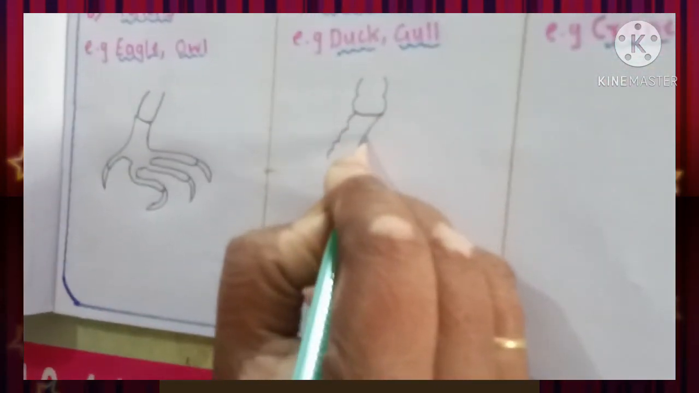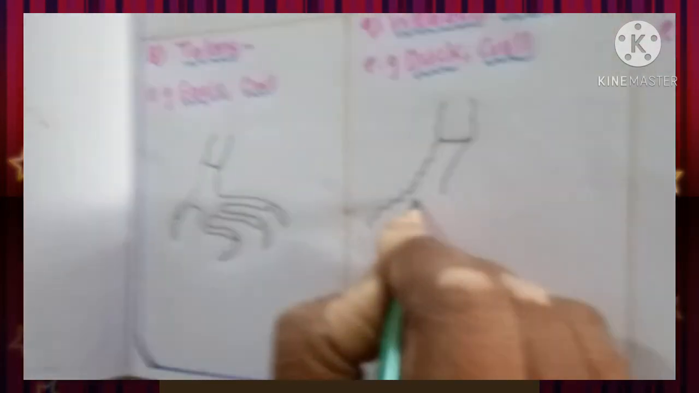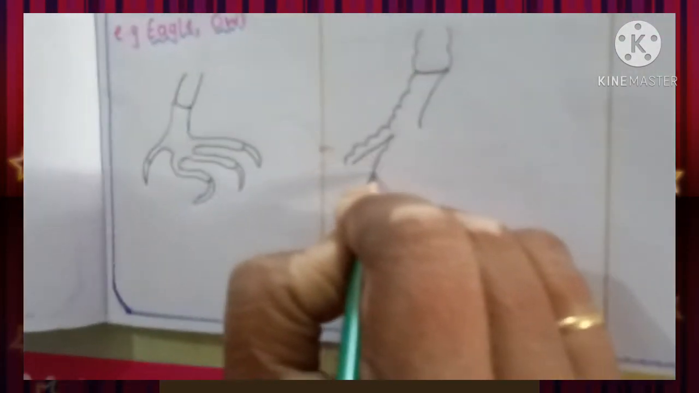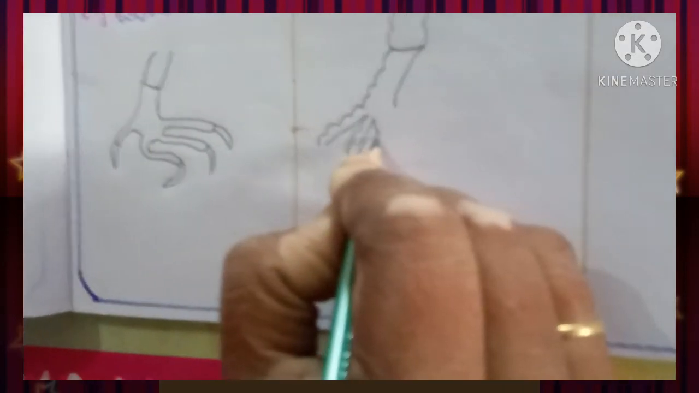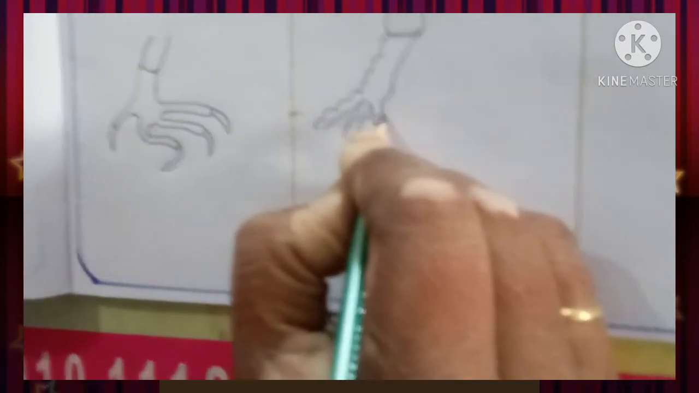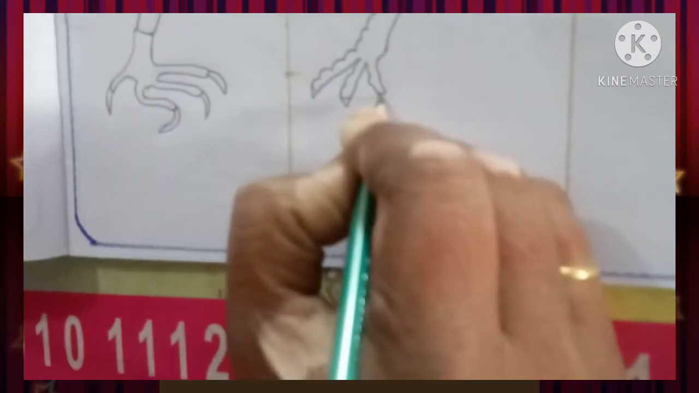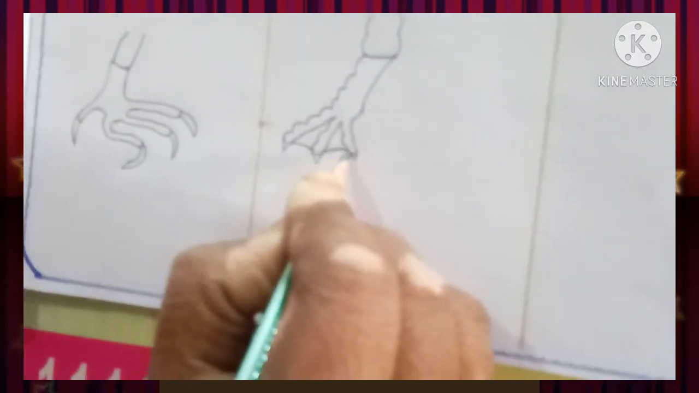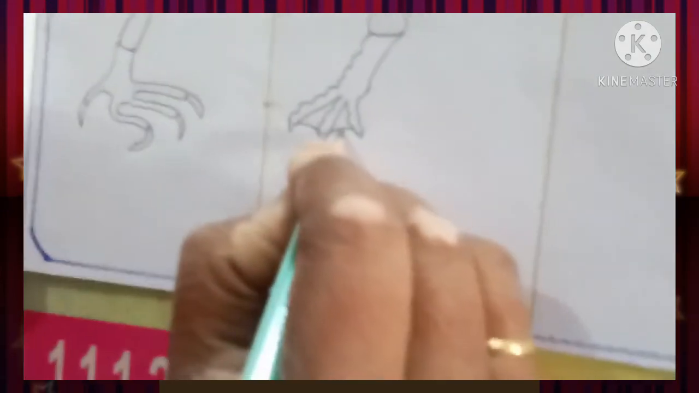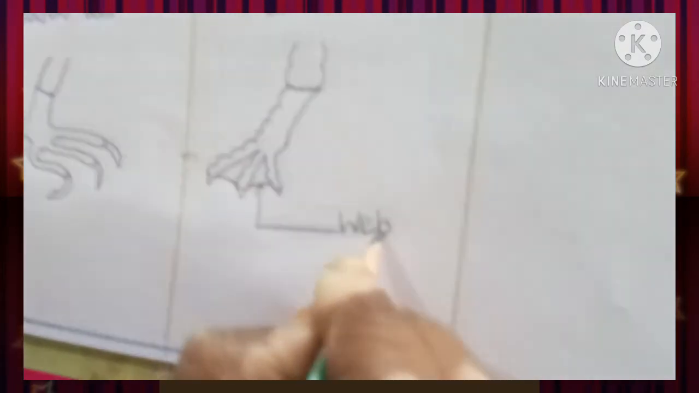See, why is the feet called webbed? Listen. First of all, these birds also have 3 toes on the front side. This one is a duck foot. Their front toes are joined by a thin layer of skin. This thin layer of skin is called a web. So these birds are called birds with webbed feet.